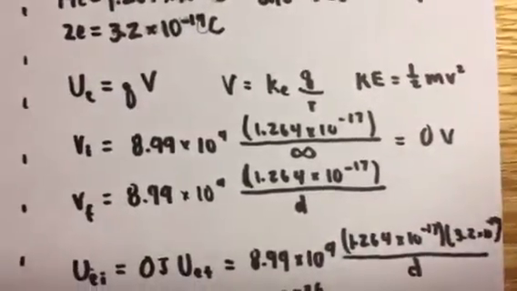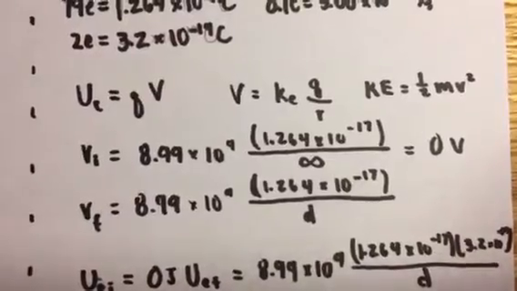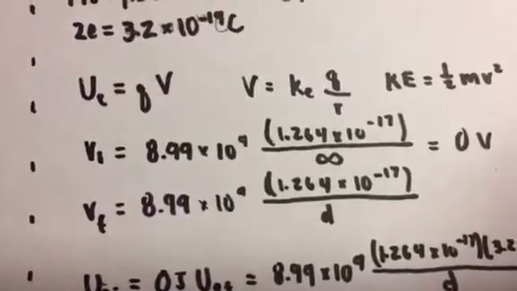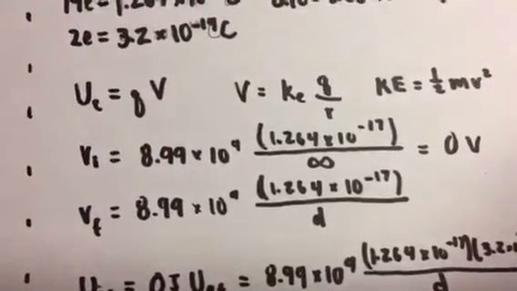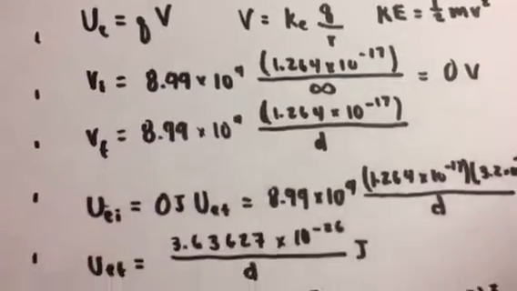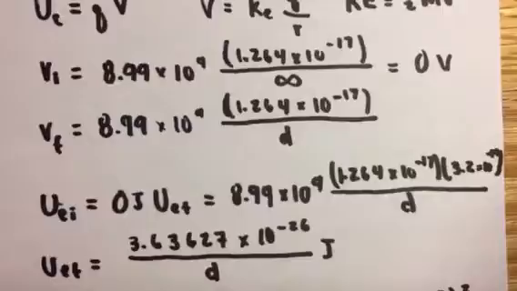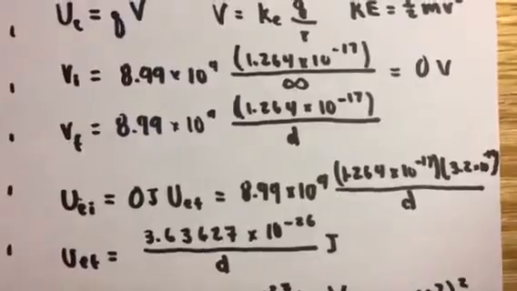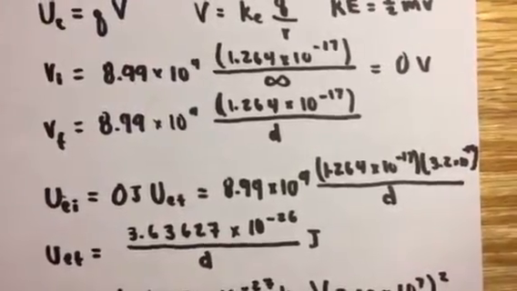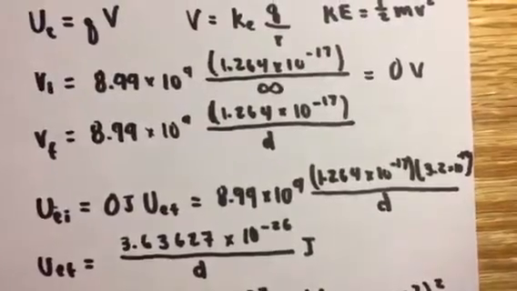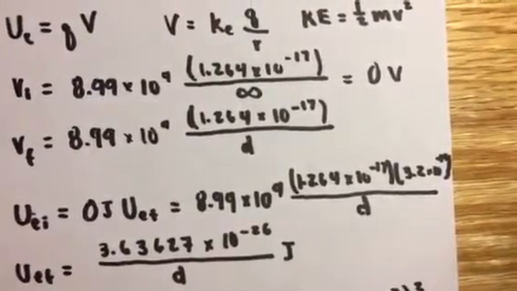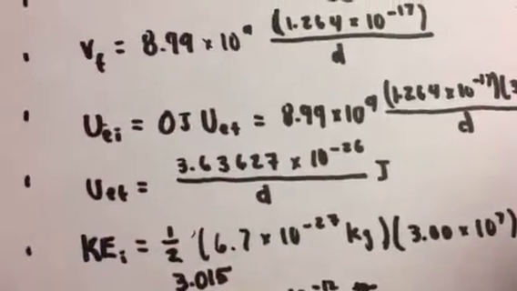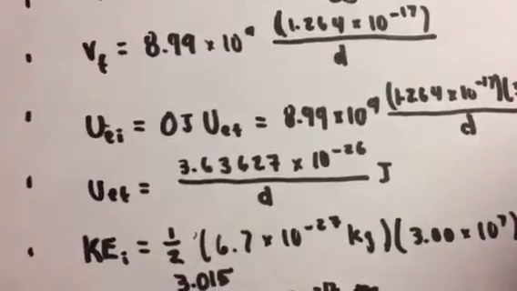So the initial voltage would be equal to 0 because the r is essentially infinity, and the final voltage is 8.99 times 10 to the 9th times 1.264 times 10 to the negative 17th over d, with d being our variable. So we plug that into the equation for potential energy, and we get 0 joules for the initial, and for the final we get 8.99 times 10 to the 9th times 1.264 times 10 to the negative 17th times 3.2 times 10 to the negative 19th over d, which comes out to 3.63627 times 10 to the negative 26 over d joules.